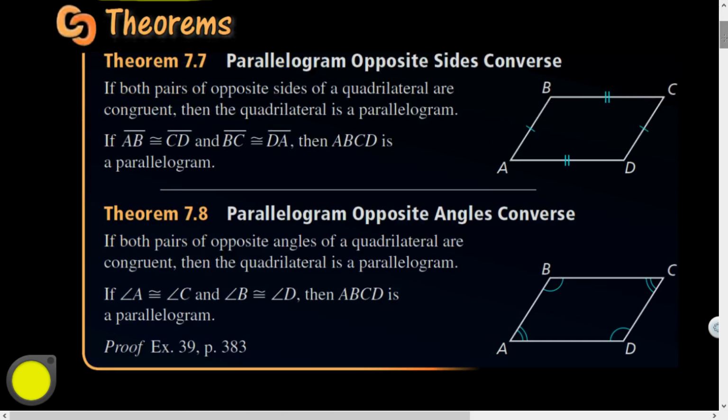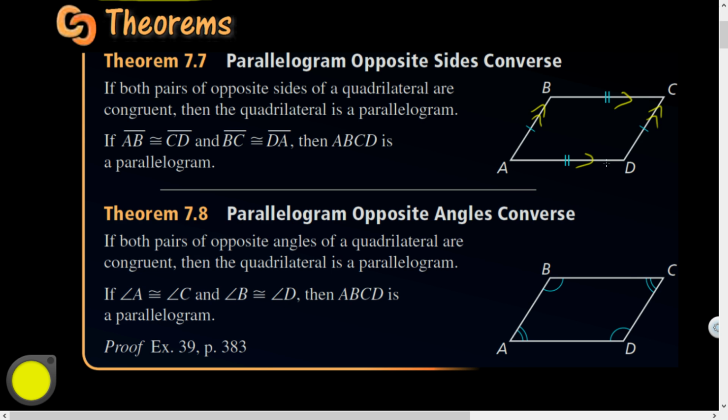So here we go. We've got theorems. Parallelogram opposite sides converse. And a converse is still a type of theorem, just so you're aware. If both pairs of opposite sides of a quadrilateral are congruent, then the quadrilateral is a parallelogram. That's their claim. If that, then this, right? That's what they're saying.